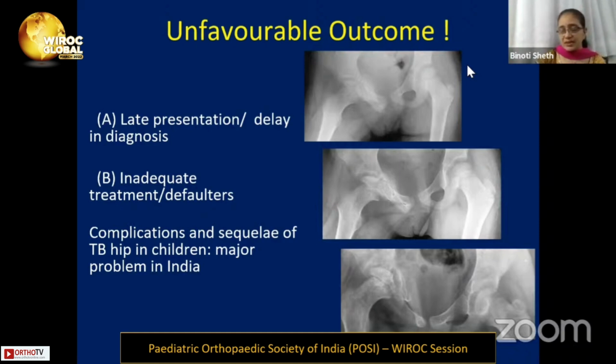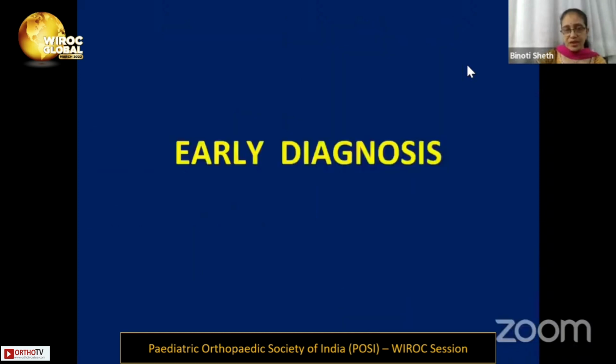As you can see, this case of hip synovitis was being treated as Perthes disease, and it was too late by the time it was diagnosed as Cox, and the child ultimately landed up with a fibrous ankylosis. So if you want to get the best function, the first goal and the first step is to have early diagnosis.